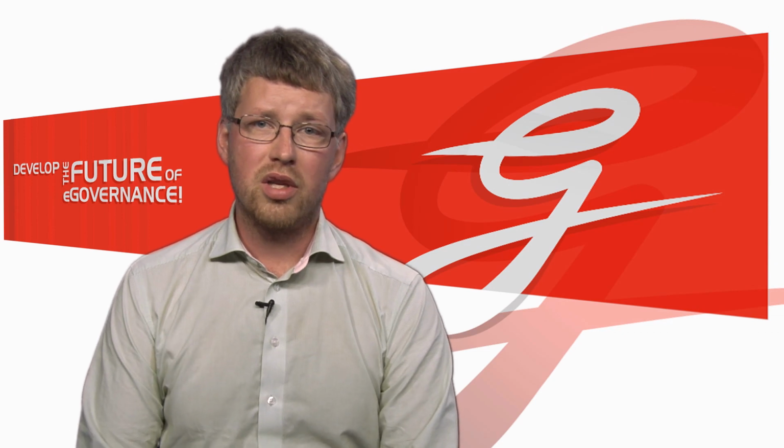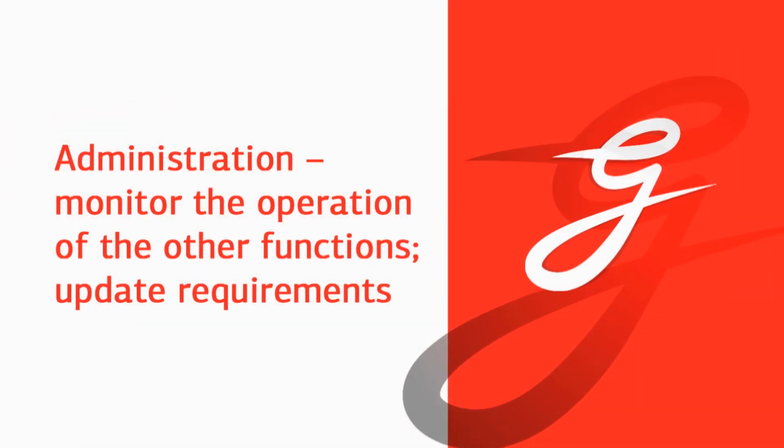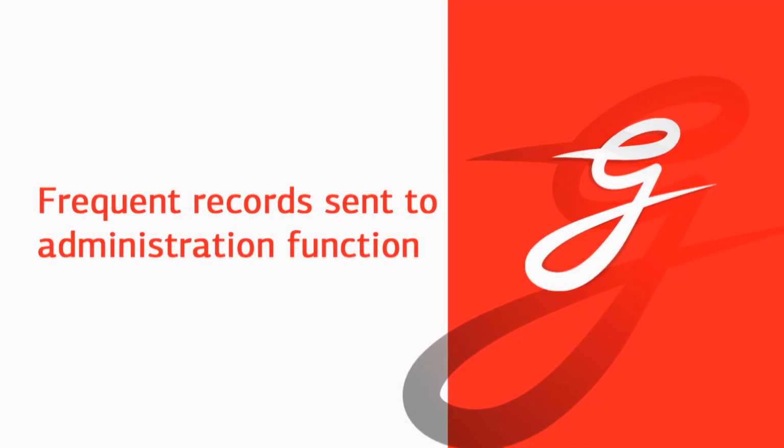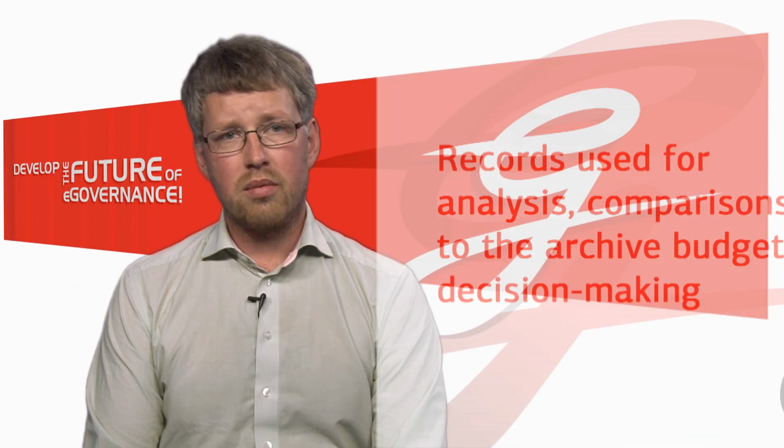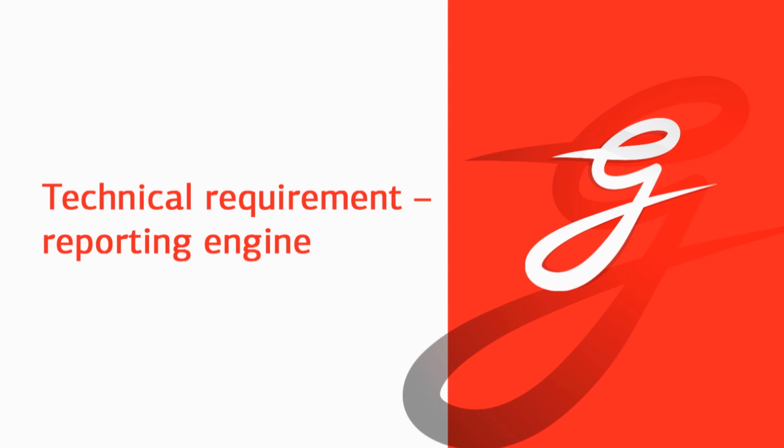The next function, administration, is mainly about monitoring the operation of the ingest, data management, archival storage, and access functions, and if necessary, updating the requirements and workflows to be more effective and user-friendly. This means that all other functions send frequent reports and statistics to the administration function, which are then combined, analyzed, compared, as an example, to the budget situation of the archive, and ultimately used for high-level decision-making. Technically, the administration function relies in most cases on a reporting engine, which is used as appropriate by the management and digital preservation specialists of an archive.